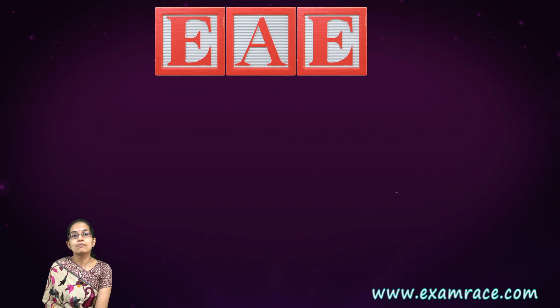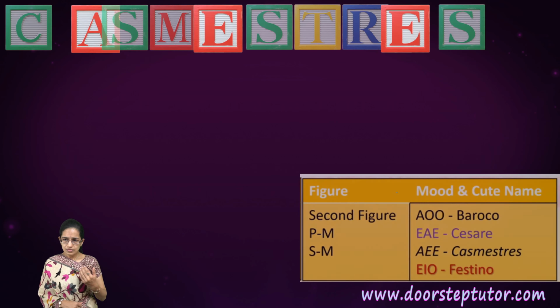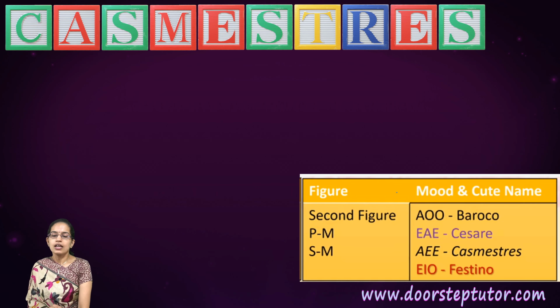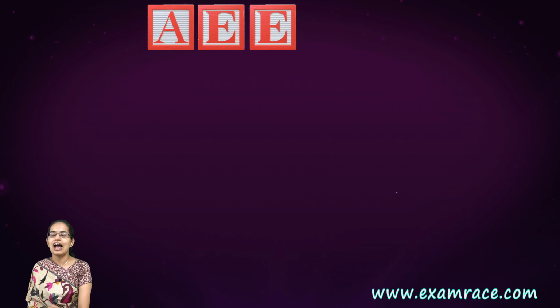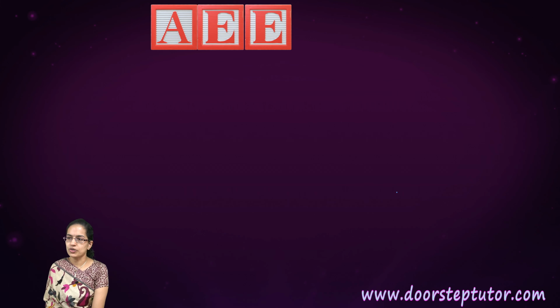And the next figure 2 that we remember here is what? Is the Camestres. Now Camestres, again I remove all the consonants. Here we have lots of consonants and we have AEE. AEE, again figure 2 that we would remember.